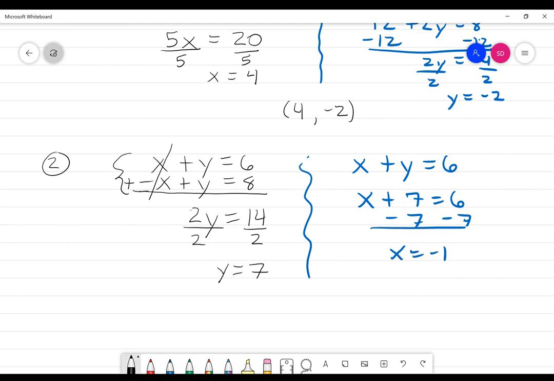So my solution for these two equations, remember it's your x comma y. So in this problem, it's negative 1 comma 7. And that's solving using elimination. It does get a little bit more challenging if you're not able to add the equations together to eliminate a variable, but that'll be our next video where we'll start looking at what we need to do in order to set up for elimination.